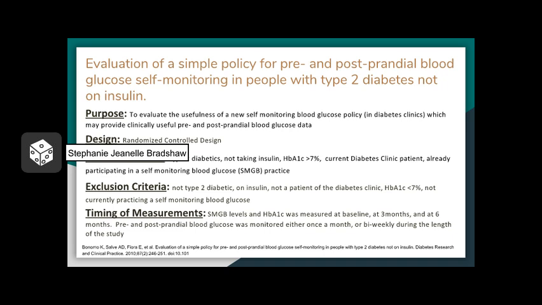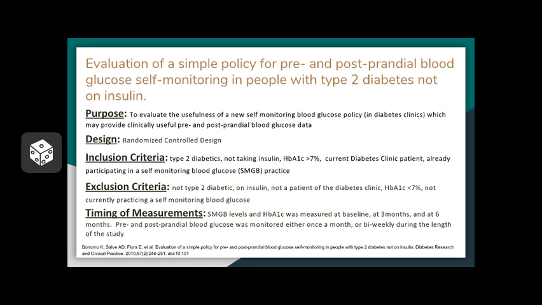The purpose of this study was to evaluate the usefulness of a new self-monitoring blood glucose policy in diabetes clinics in Italy, which may provide clinically useful pre- and postprandial blood glucose data. The design was a randomized control design, and like I just said, it was performed in Italy.